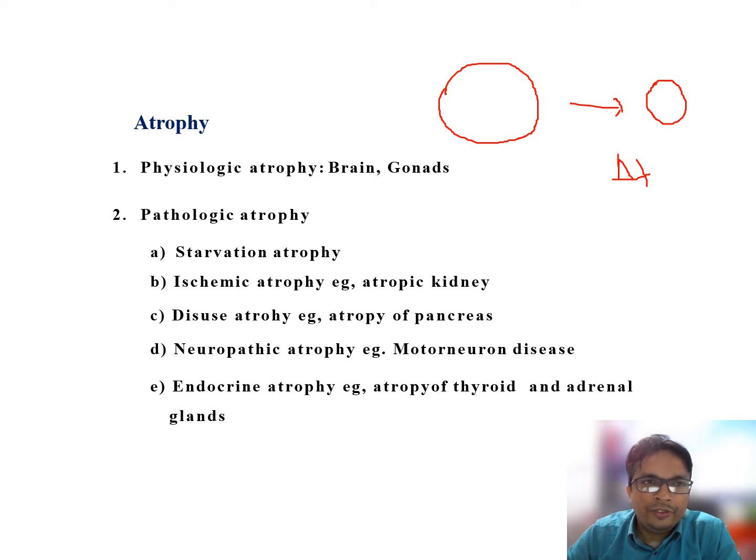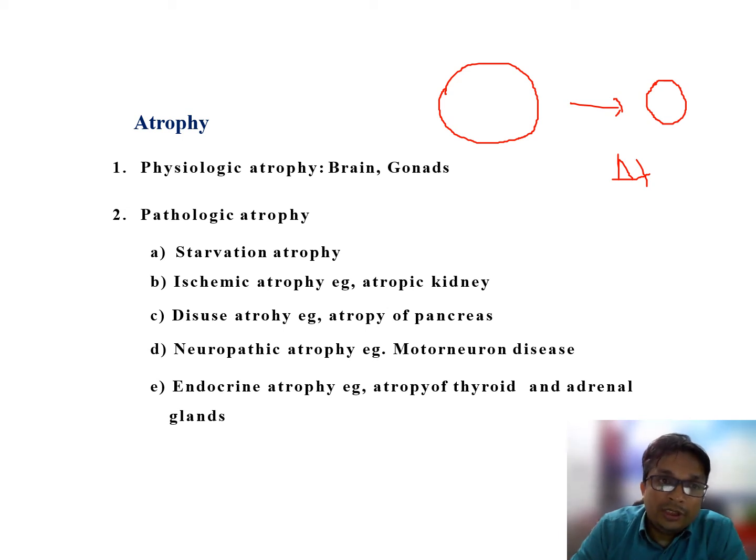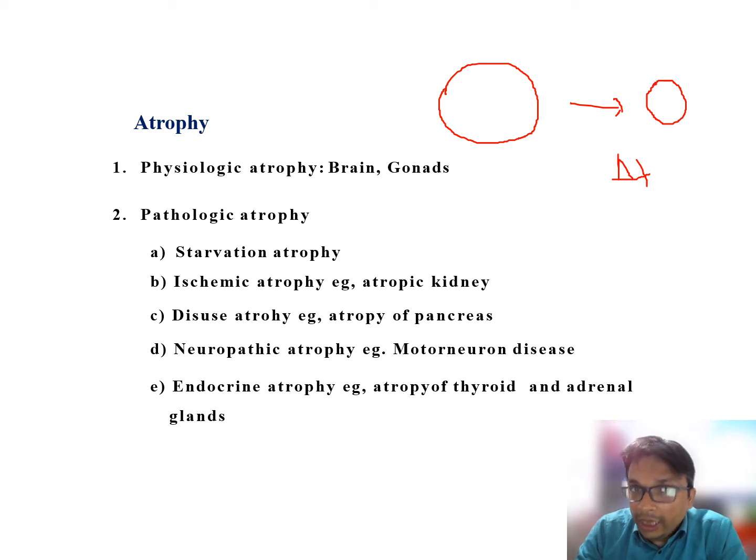As far as physiological atrophy is concerned, the brain size gets reduced, or atrophy of the brain occurs in the normal physiological condition with age. The gonads also, you can observe, with age the gonadal organs and the brain size get reduced. It's a normal physiological atrophy example.